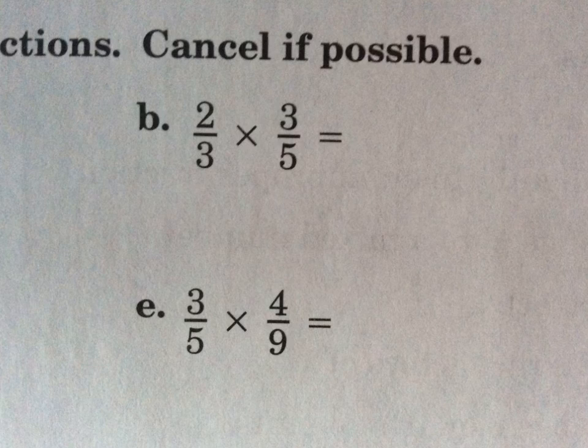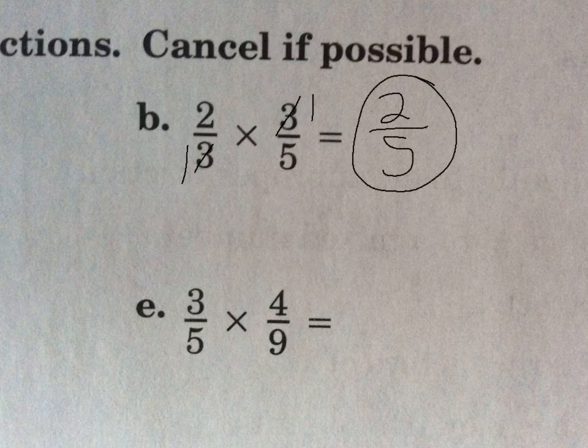B. Nothing goes into 2 and 5, but 3 and 3, 3 does. 3 goes into 3 one time, 3 goes into 3 one time. Let's multiply across. 2 times 1 is 2, 1 times 5 is 5, and we get 2/5.